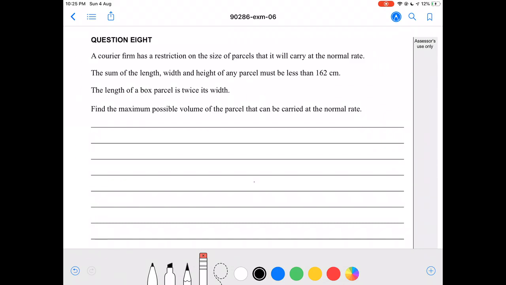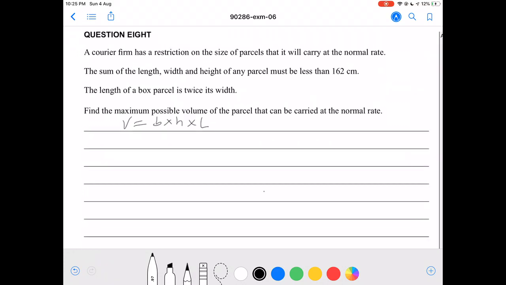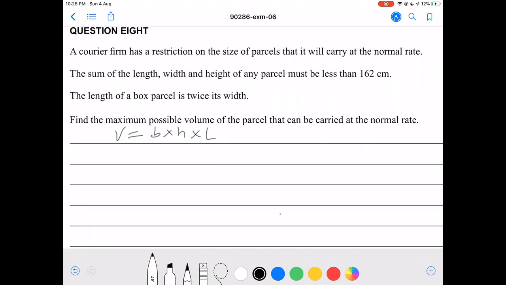Okay, so for this question, we need to find the volume. So volume equals base times height times length. Alright, we're going to call this width, sorry. Alright, so right now we can't actually differentiate because we have 3 different variables. We want to make all 3 of these variables in terms of just one variable.